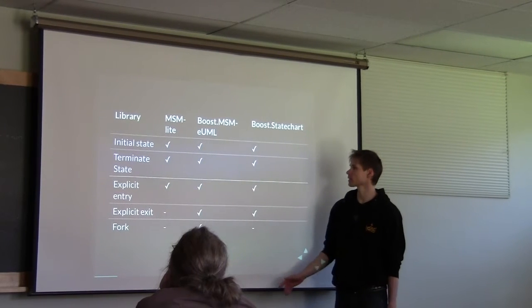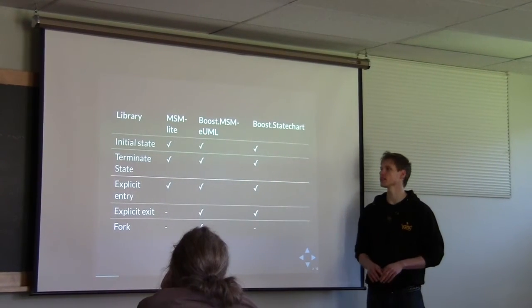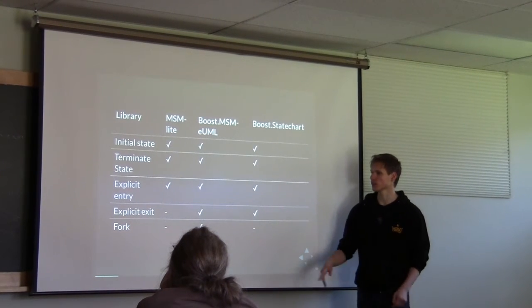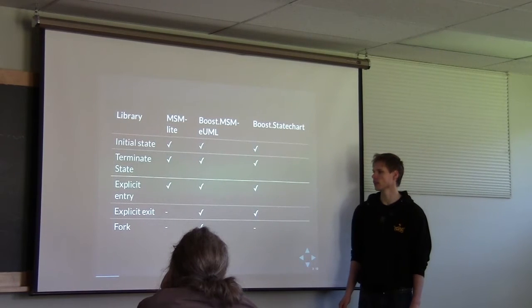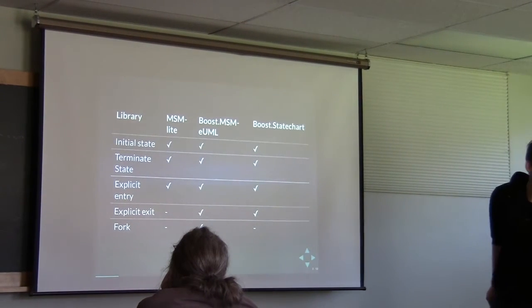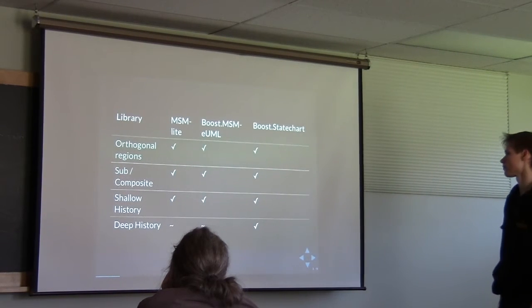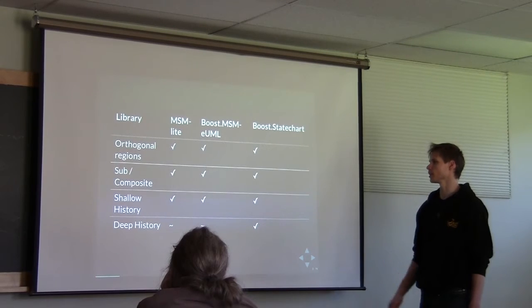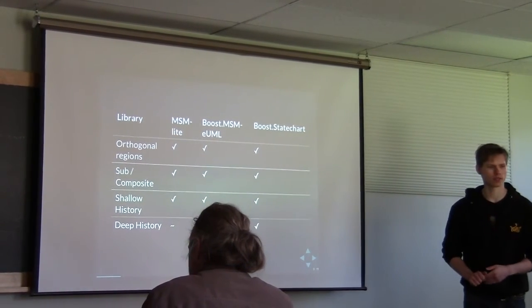We have more complex stuff which is implemented in MSM, because MSM is the most compliant with UML2, which has fork, explicit exit and entry, which we won't cover in this topic because it's a bit more advanced. Also, all of them implement regions, composites, and history.